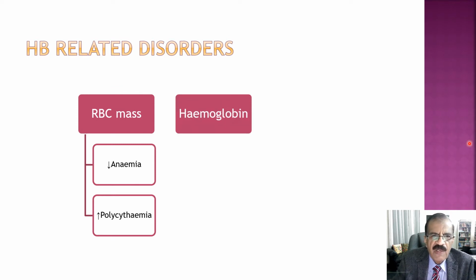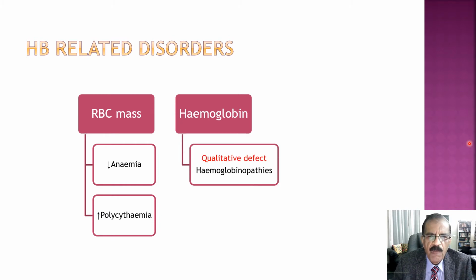Then we have some disorders related to the hemoglobin molecule itself. The problem may be qualitative. That means that the hemoglobin molecule is qualitatively different from normal. This would be referred to as hemoglobinopathies. And there are various types, and this will be covered in a separate lecture.